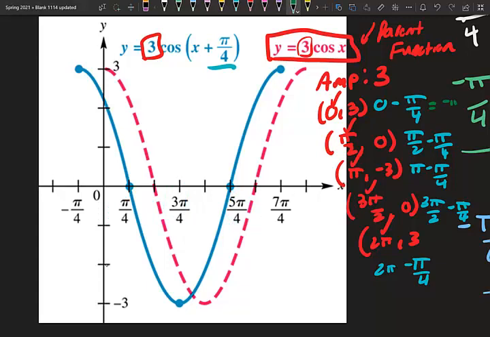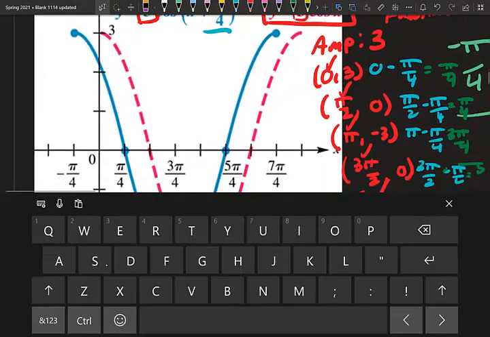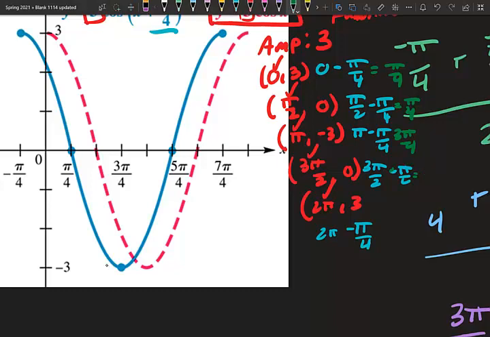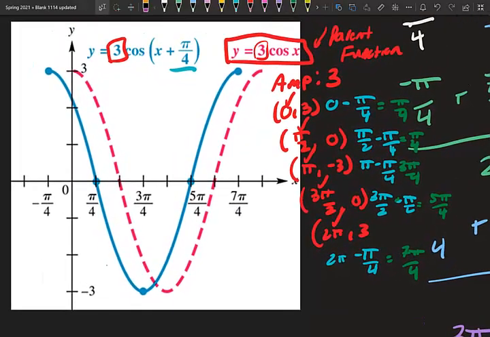So that's how we get negative pi over 4, pi over 4, 3 pi over 4, 5 pi over 4, and then 7 pi over 4. The amplitude didn't change, so we just shift each of them by negative pi over 4, or to the left, pi over 4. So to the left, pi over 4, to the left, pi over 4, to the left, pi over 4, to the left, pi over 4, and then to the left, pi over 4.